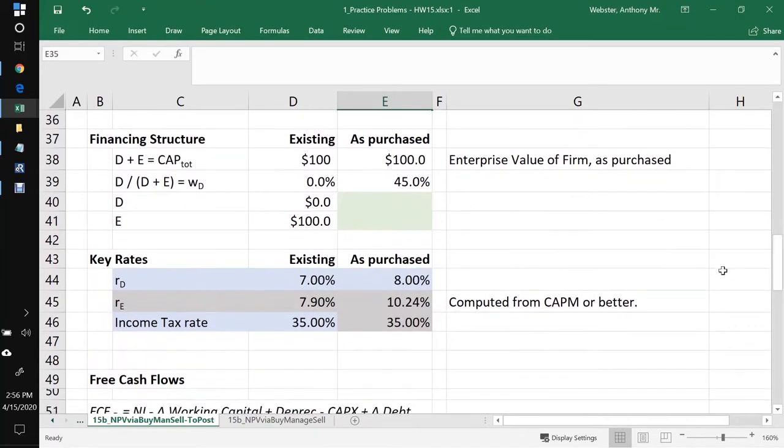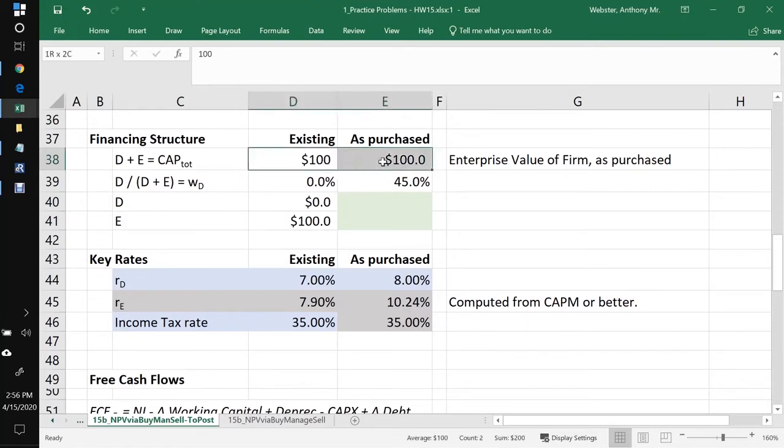Okay, so what's the financing structure and what's it going to be? The total capitalization of the firm is all equity right now. It's 100 million. Debt is 0%, weight of debt 0%, debt is 0. The entire capitalization, 100 million, is all equity. And after we purchase it, it's going to be different.